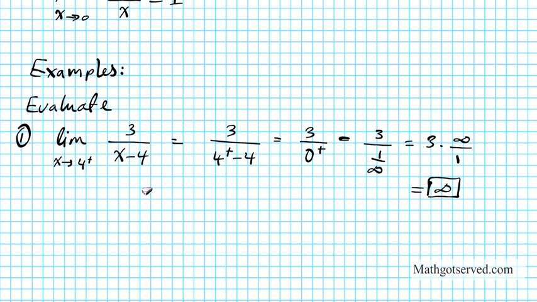Had we plugged in 4, you might think that the limit does not exist because you have 3 over 0, but the directional limit here exists from the left or right. The double-sided limit in this case does not exist.